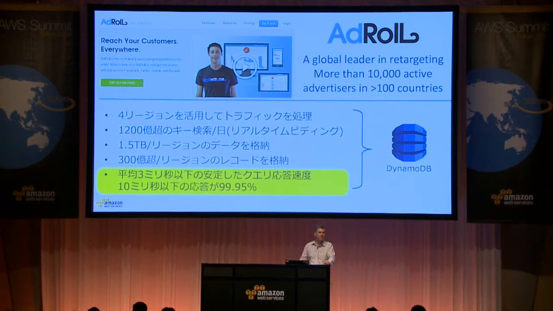Most importantly, look at the bottom statistic. A less than 3 millisecond uniform latency across all of their queries. Under 3 milliseconds, flat. And less than 10 milliseconds for 99.95% of all queries. It's a TP 99.95. It's very, very consistent. That all runs on DynamoDB.